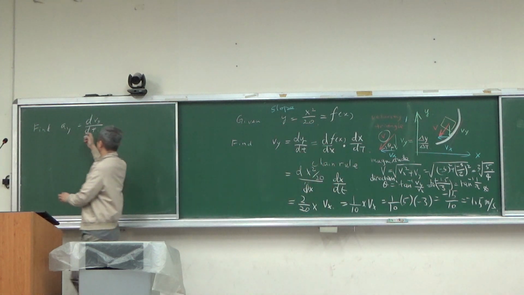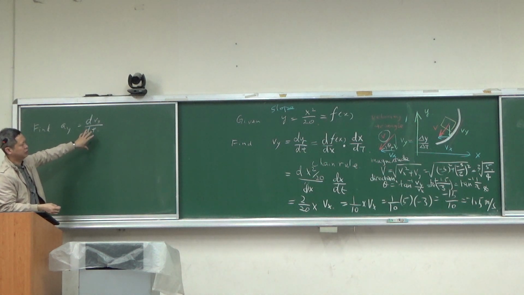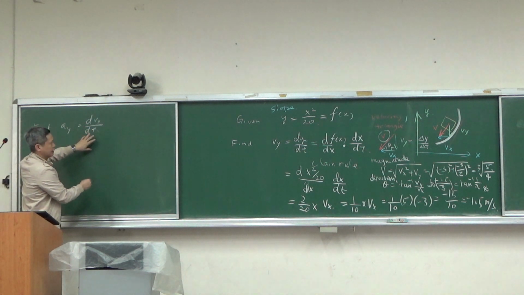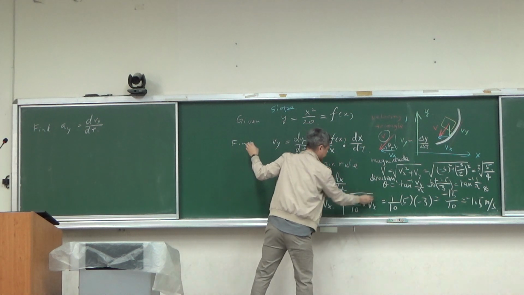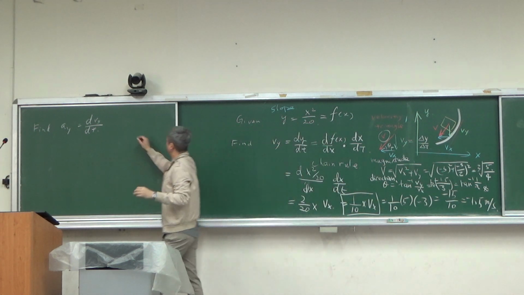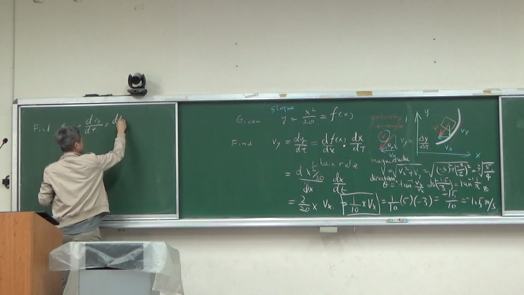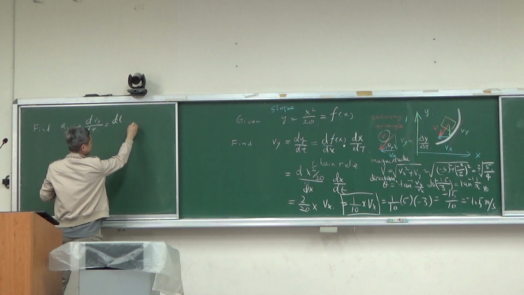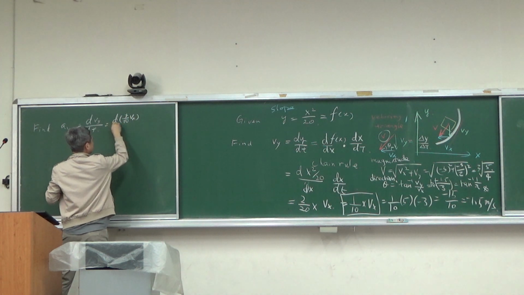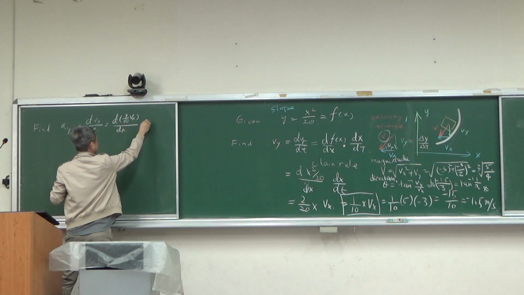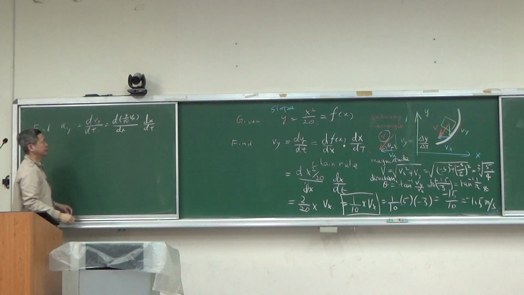And then next, how about your ay? Your ay is the differentiation of the vertical velocity. Your vertical velocity has been obtained in this expression. So what you can write is the vertical velocity, 1 over 10 x times vx, and then you differentiate with respect to x, and then multiply with dx/dt.